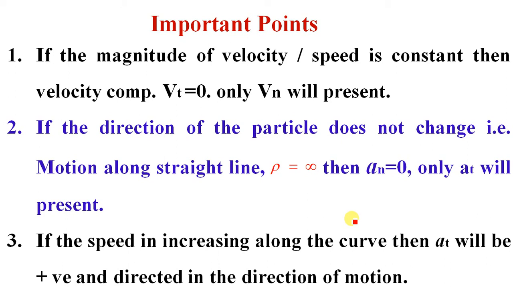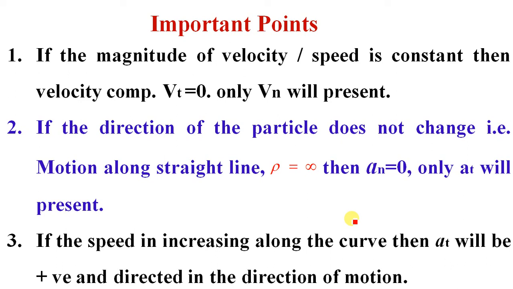Some more important points: if the magnitude of velocity is constant, then velocity component vt is equal to 0 and vn will be the only one there. If the direction of the particle does not change, that is motion along a straight line, therefore rho is equal to infinity, and in that case an is equal to 0, only at will be present.